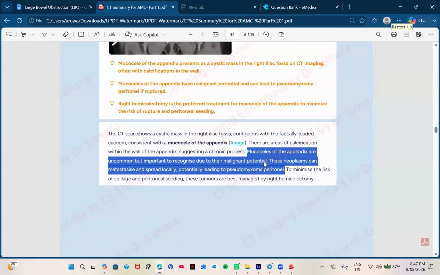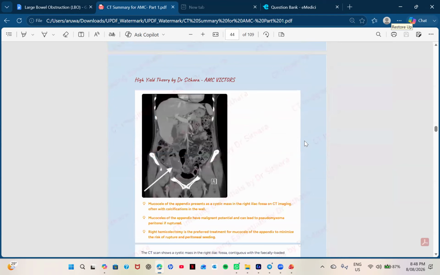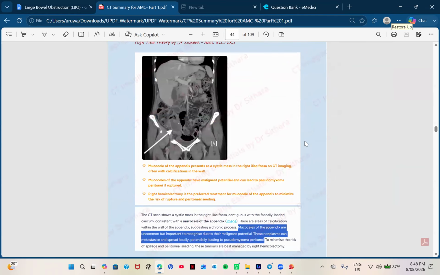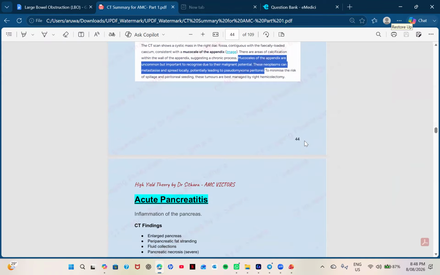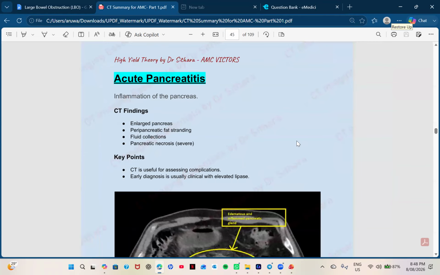Here, mucocele of the appendix is uncommon but important to recognize due to the malignant potential. This neoplasm can metastasize and spread locally, potentially leading to pseudomyxoma peritonei, right? This is very important. This is an extra thing, but I wanted to add because it's important. They cannot miss it, because each month the AMC is asking a lot of new questions, right? Maybe this can be asked.